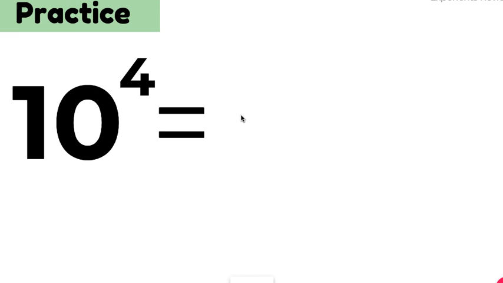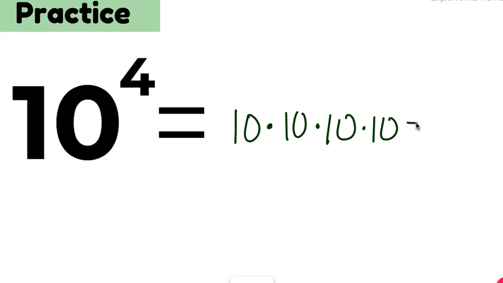10 to the 4th power. Well, that means I'm going to have 4 10s being multiplied. And again, write out that multiplication, and I get 10,000.